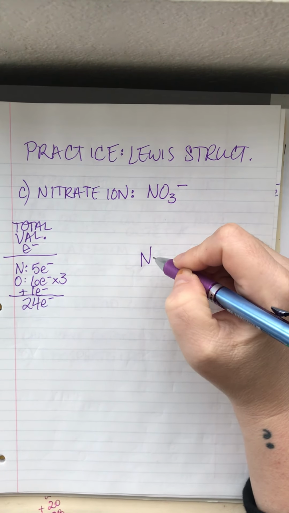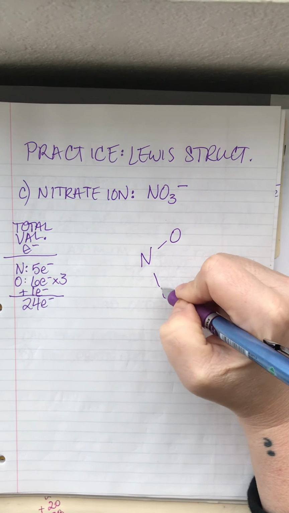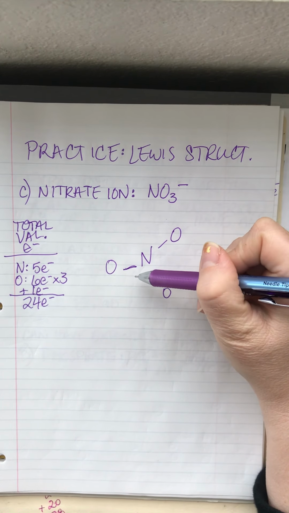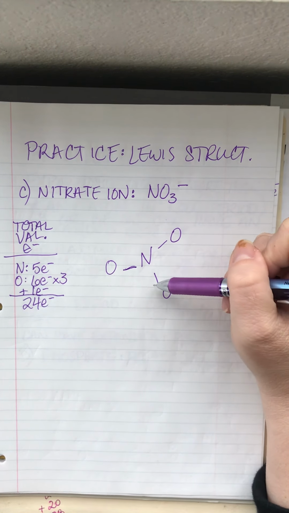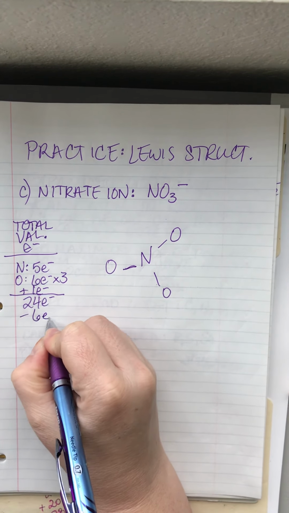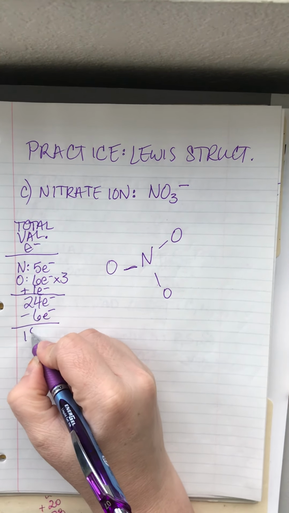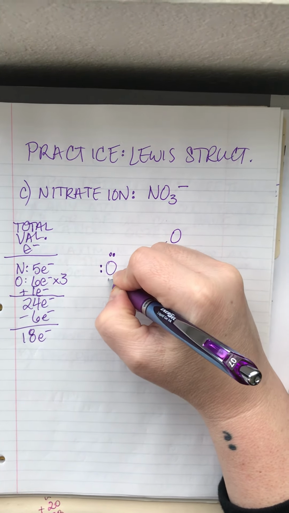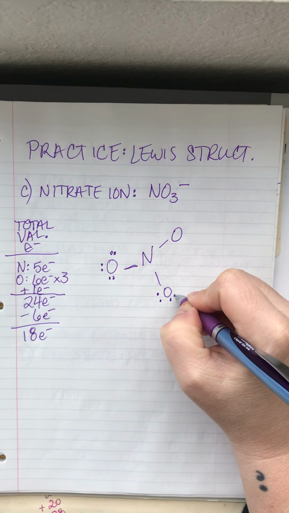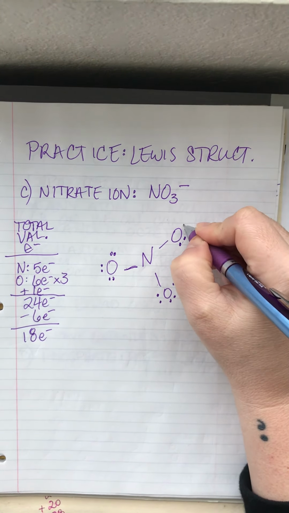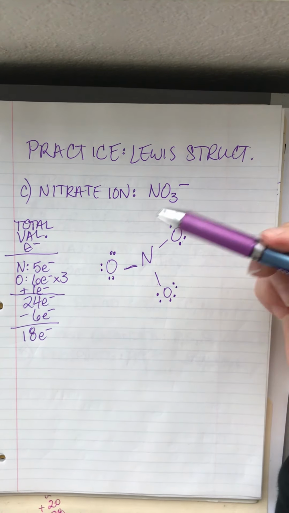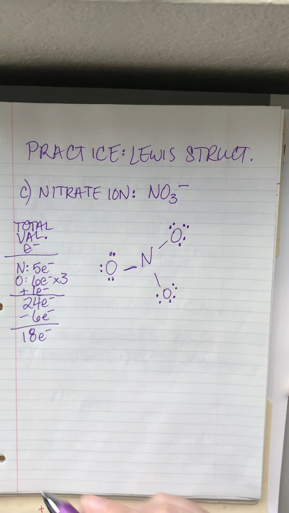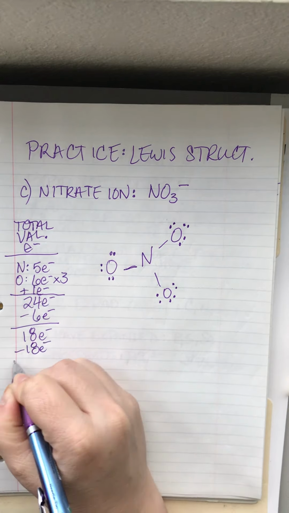I put the nitrogen in the center with the oxygens all around, and I subtract the bonding electrons from my total, 2, 4, 6. And we end up with 18 electrons, which again, we can put all around the outside. And now we've used up 2, 4, 6, 8, 10, 12, 14, 16, 18 electrons.